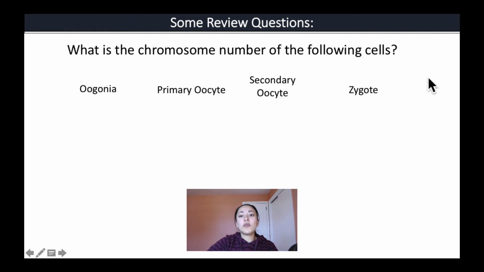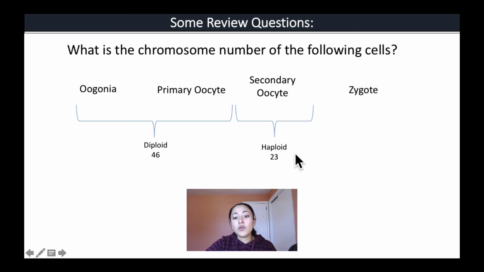What is the chromosome number of the following cells here? Well, the beginning is the same as spermatogenesis. These cells are diploid. The oogonia produce primary oocytes through mitosis. So they are diploid with 46 chromosomes. The secondary oocyte, however, is haploid. It has 23 chromosomes because it is the result of meiosis. However, the zygote is diploid because the zygote is the result of what process? Fertilization, where the sperm and the egg fuse.